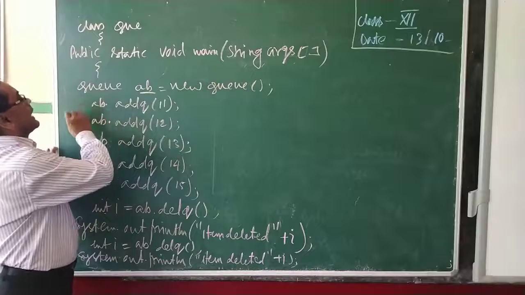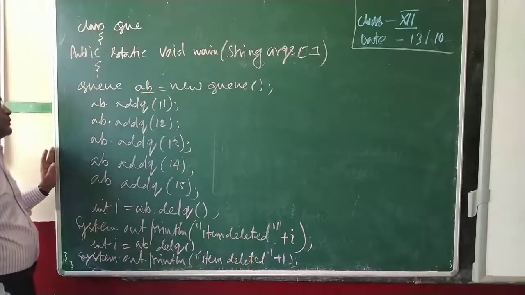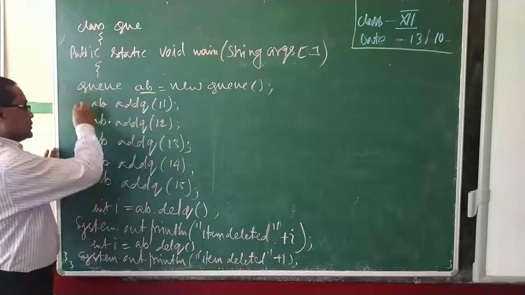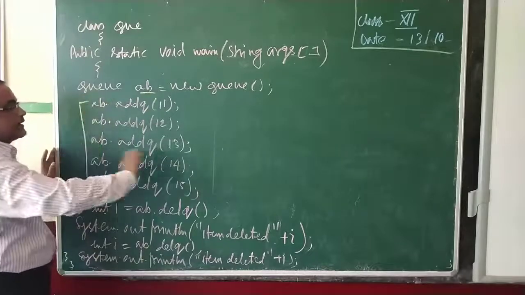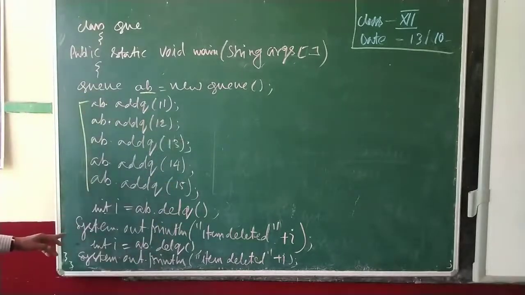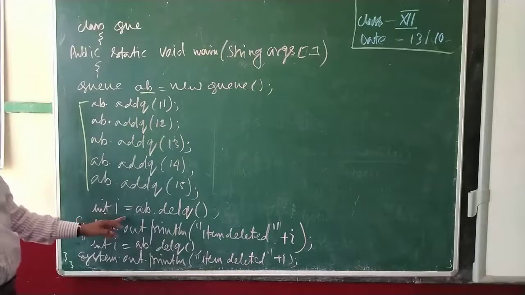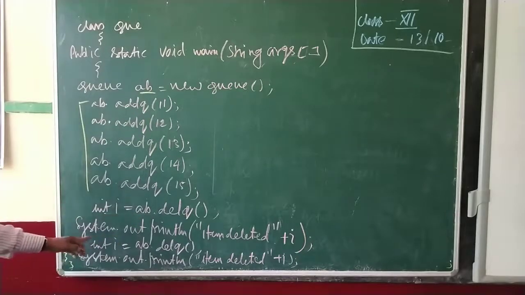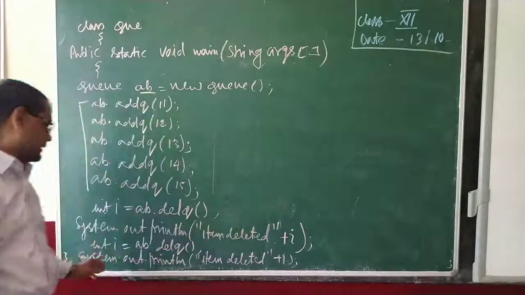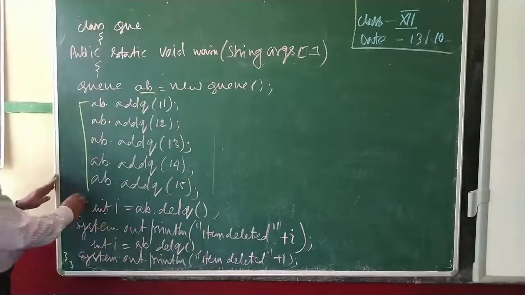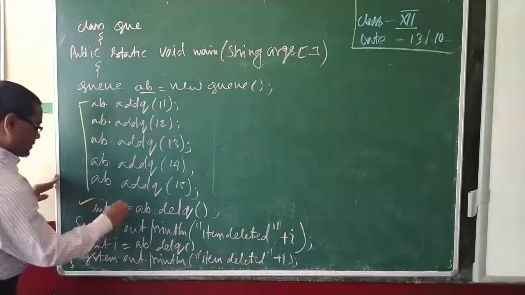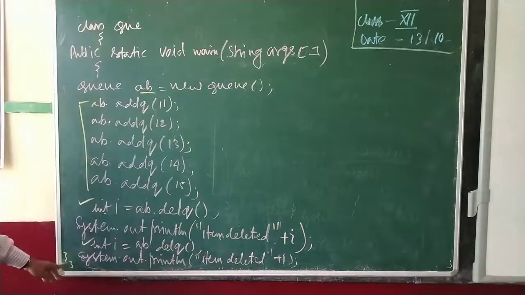I keep on adding: ab.add q 11, 12, 13, 14, 15. This is all adding into the q. Then after that we are deleting: i equal to ab.del q, and System.out.println item deleted. Again twice I am deleting. Here this is one delete, and I am calling that del function twice, and then it will be deleted, and the bracket closed and the function closed.